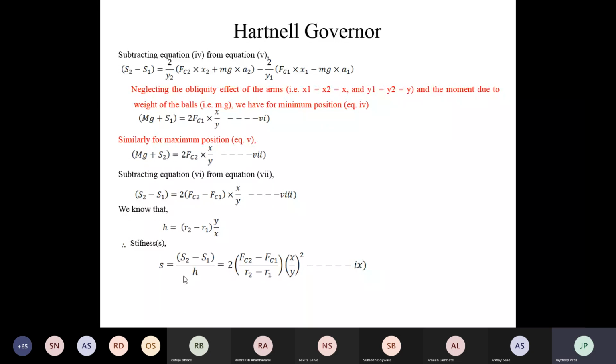S2 is the spring force exerted on the sleeve when the speed increases, or at maximum speed, and S1 is the spring force exerted on the sleeve when the speed decreases, or at the minimum speed. And H is the deflection of the spring when there is a variation in the speed from S1 to S2. I have to find out this H. The formula given here is R2 minus R1 into Y by X. R2 is the maximum radius at maximum speed, R1 is the minimum radius at minimum speed.